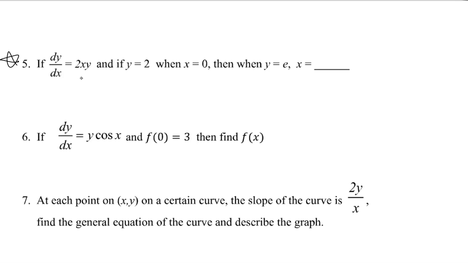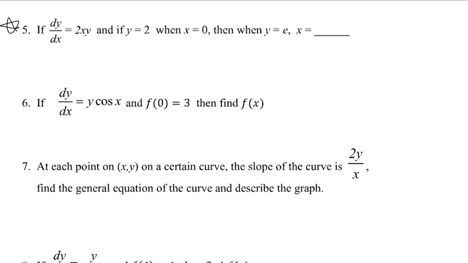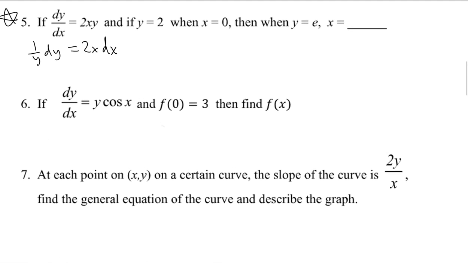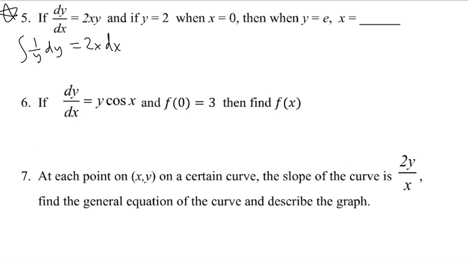As far as trying to find the solution to the differential equation, multiply both sides by dx, divide both sides by y, and then it looks like the variables are now separated. Integrate both sides. This side would be the natural log of the absolute value of y. This side would be x squared, and we need a c. Okay, so that's close to my general solution.